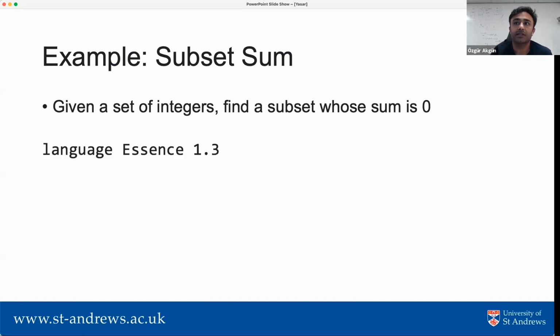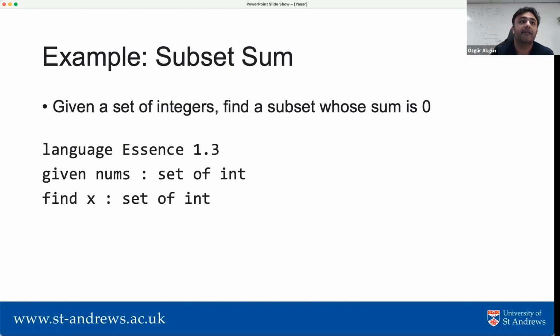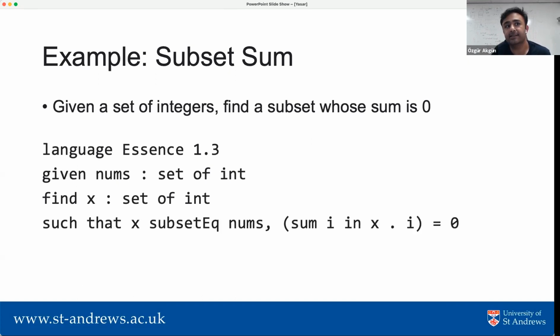So if you wanted to model this in a language we call Essence, which is a constraint programming problem specification language, you would basically write the following program. You first declare the language, and then you say, given a set of integers called nums, right? We give it a name here. Find me another set of integers called x, such that x is a subset of the numbers, right? The thing we find is a subset of the thing we were given, and the sum of values in x is equal to 0.